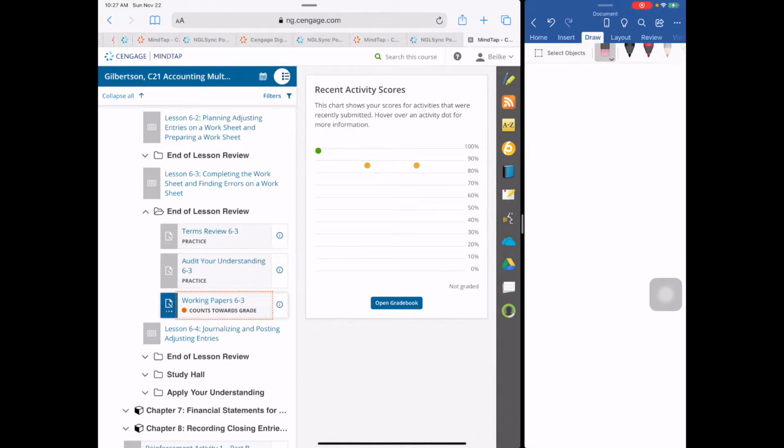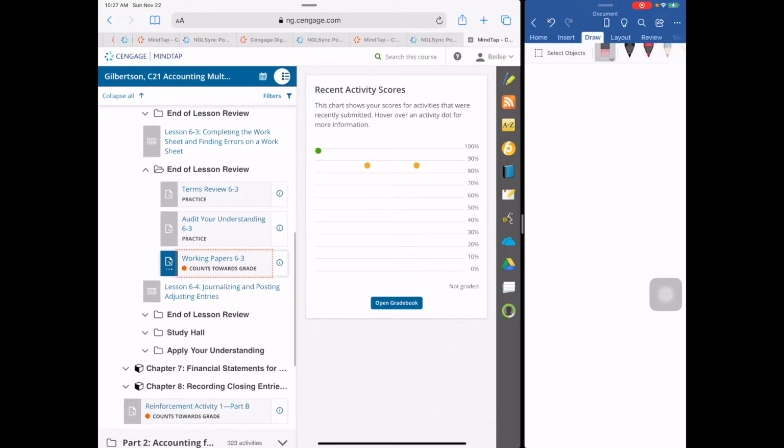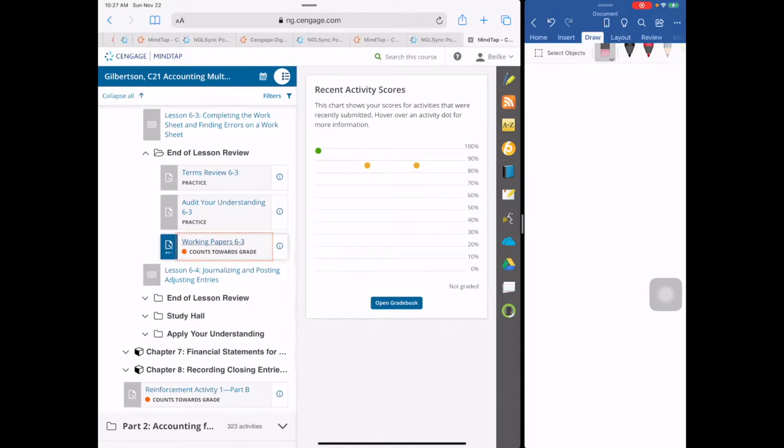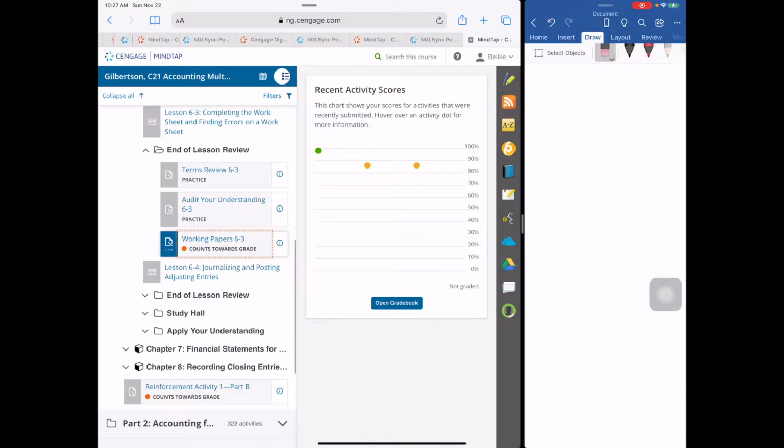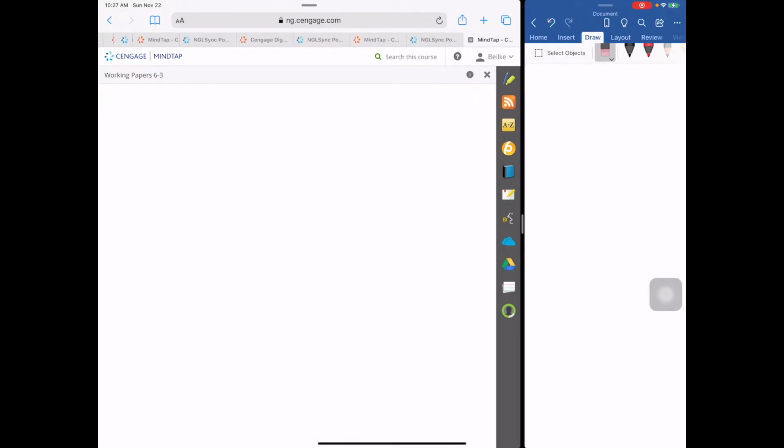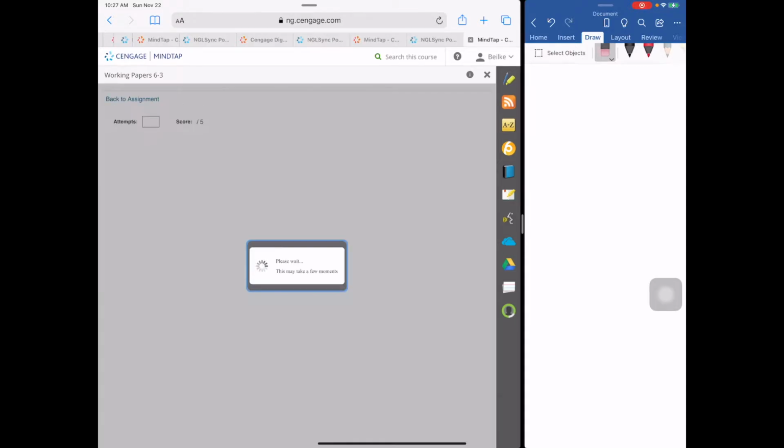Going on to Work Together 6-3, we're going to go to our online book, Lesson 6-3, End of Lesson Review, open up our 6-3 working papers, and click together, Work Together 6-3.